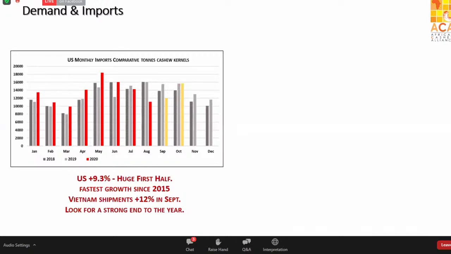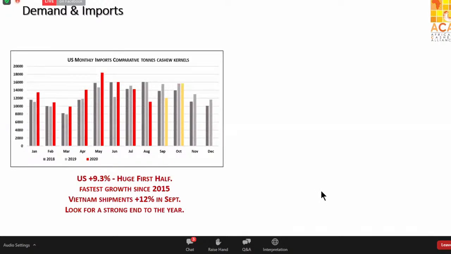So US imports at one time this year were up 17% on 2019. That's moderated a little bit mid-year, and we're now looking at a situation where, following a low level of imports in August, the figure is 9.3% up on the year, which is the fastest growth for 5 years. It's not over. If we look at shipments from Vietnam to the United States in September, we see an increase of 12% on the previous year. So I think we can probably look for a strong end to the year in the United States.